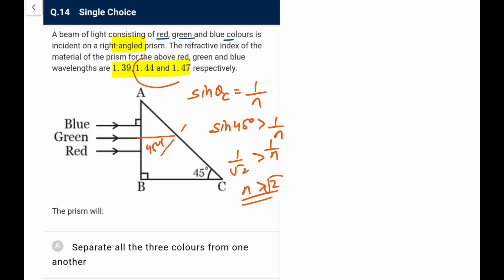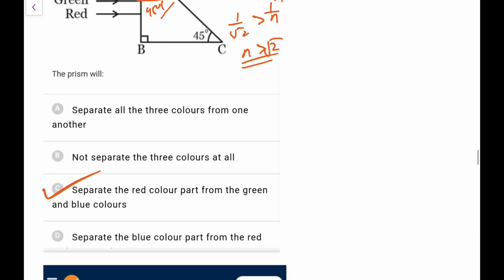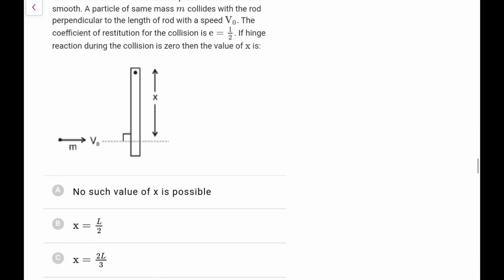So for TIR, green and blue will remain here and red will escape. So it will separate the red part from the green and blue color. Again, it's a very common question seen in almost all books.